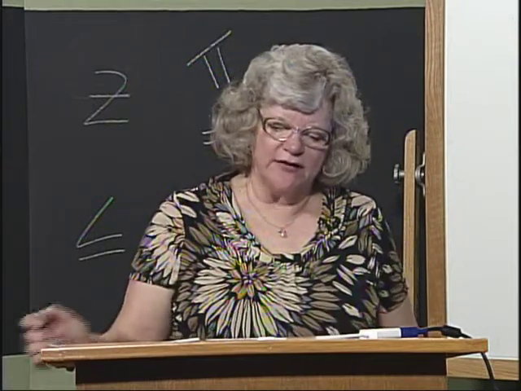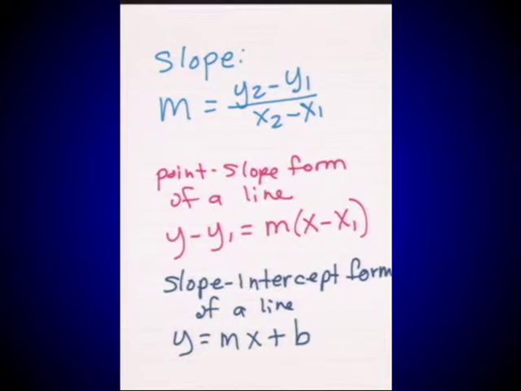So let's go back and review what we know about the slope-intercept form of a line for a few minutes. We know that means solve for y, so we have y equals mx plus b, where the line has an intercept of b and a slope of m.